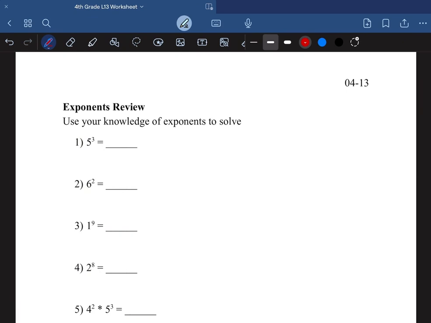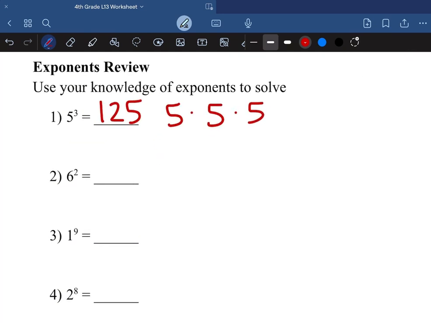Number 1, we have 5 to the power of 3, which is the same thing as 5 times 5 times 5. 5 times 5 is 25. 25 times 5 is 125. So that will be your answer for number 1. Number 2, we have 6 to the power of 2, which is the same thing as 6 times 6, which we know is 36, if you have your multiplication tables memorized.